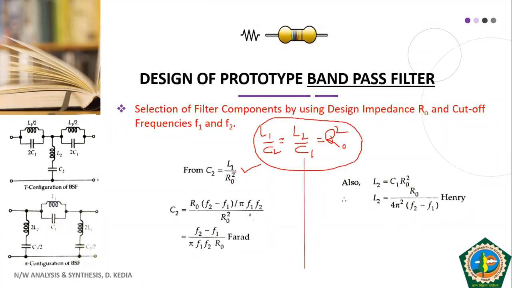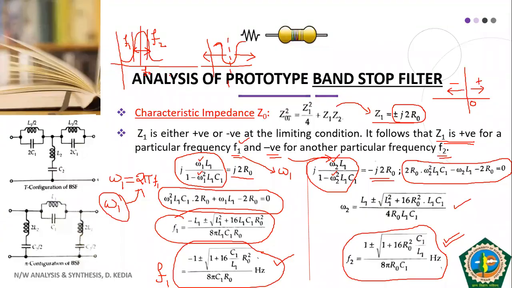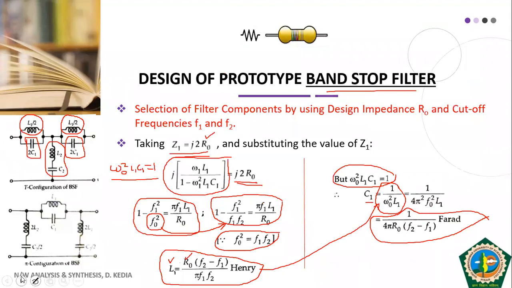So we are using this to obtain C2. We'll substitute the value of L1, and we get C2 like this. Similarly, you can obtain L2 equal to C1 R square, and you get the value of L2 like this. So this is how we determine the value of your filter circuit components. Okay, and this is the design part of your prototype band pass filter. So students, this way we have completed our designing part of your band stop filter.